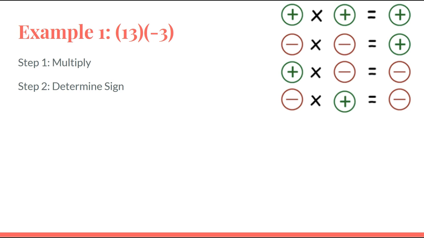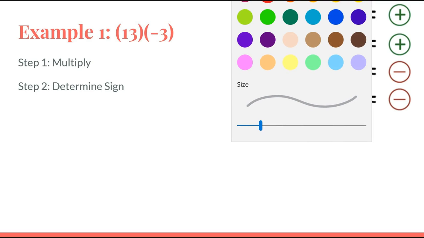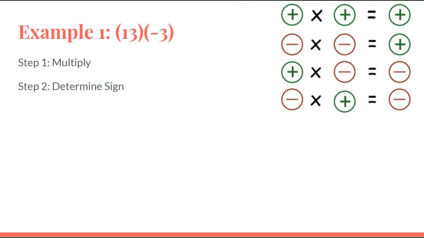So let's put these skills to use in an actual problem. For example, 13 times negative 3. And I have my chart again here in this top corner. The only thing I have done differently with this chart is it is already filled out for you. Positive times positive gives you positive. Negative times a negative also gives you a positive. Positive and negative gives you a negative. Negative and positive gives you a negative. So if the signs are the same, you get a positive answer. If the signs are different, you get a negative answer. So let's take a look at an example.